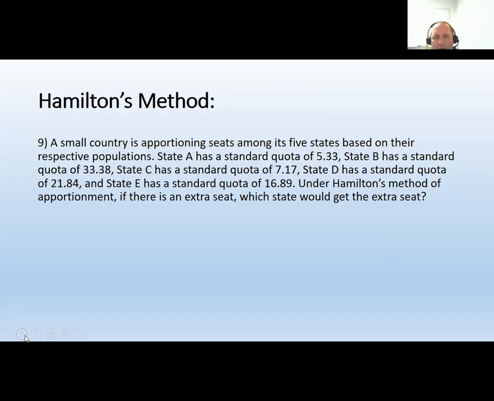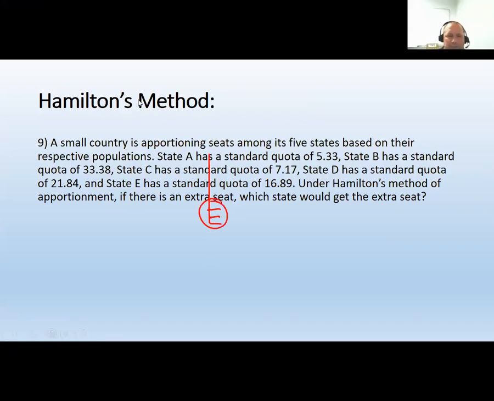Under Hamilton's method of apportionment, if there's an extra seat to be apportioned, which state would get the extra seat? Does anybody know how you, on Hamilton's method, determine who gets the extra seat if there's anything left over after you've determined? Whichever has the highest decimal. Right, exactly. You get your standard quota on Hamilton's method, and you chop off the decimal and you allot those items, and if there's anything else that needs to be allotted, you just look at who has the highest decimal. Well, who does on this problem? E. E, so E gets the extra seat.